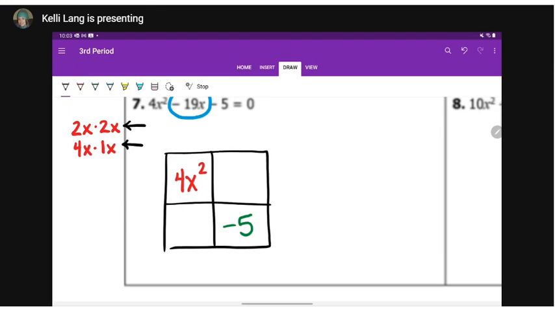It really doesn't matter. Can I get some people to vote? Who wants to start with 2 times 2? Who wants to start with 4 times 1? Okay, we'll start with 4 times 1. So that would mean I'd have a 4x and a 1x here and here. We don't have to write 1x, we can just write x.